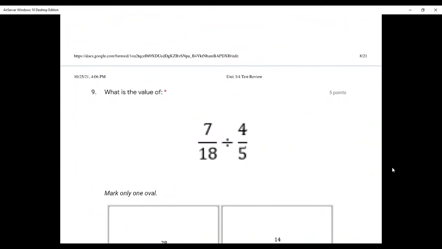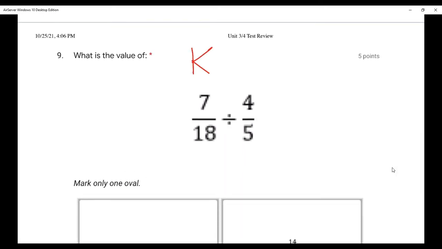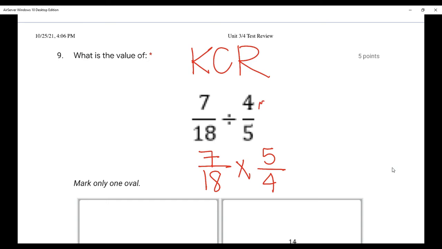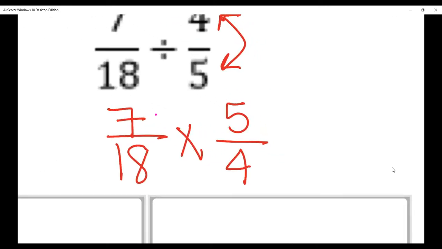Okay? What is the value? We're dividing fractions. Our method is keep, change, flip, or keep, change, reciprocal. So I'm going to keep 7/18. Change my division to multiplication. And do the reciprocal or flip the second fraction. So my numerator becomes my denominator and my denominator becomes my numerator. Now I'm multiplying fractions, which is so nice because I just multiply straight across.